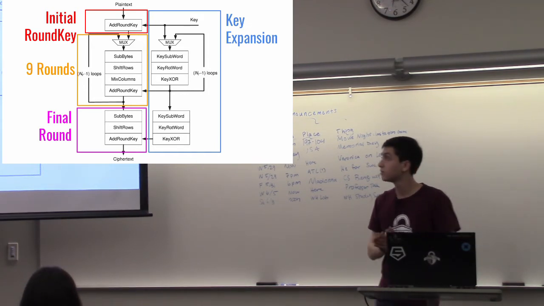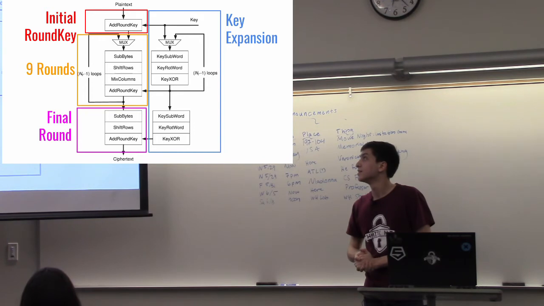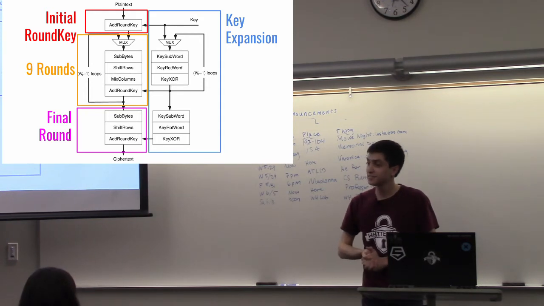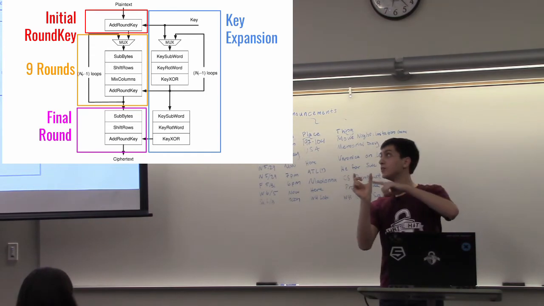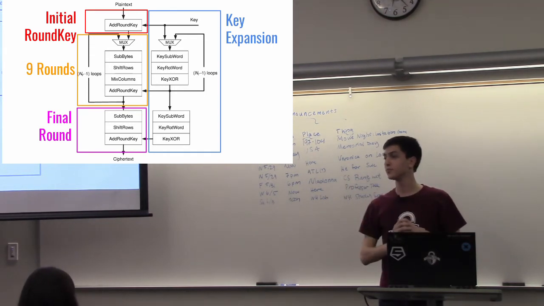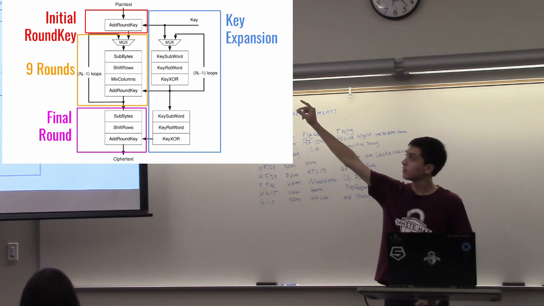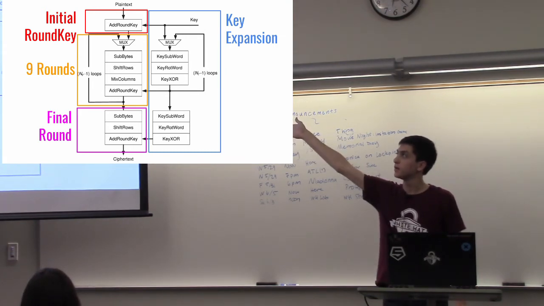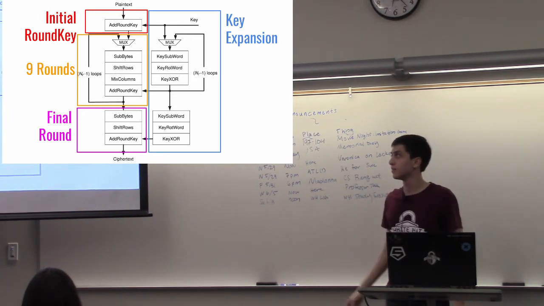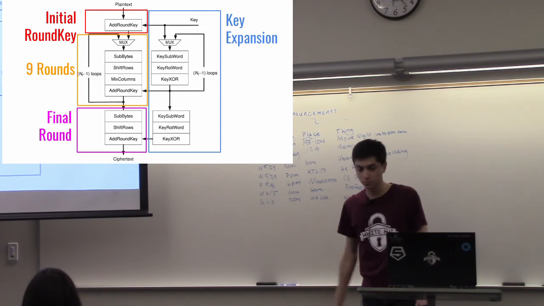What's a mux? It's a multiplexer. Basically, you have 2 inputs, and you're able to select which one you want to go through. So for the first round in the 9 rounds, we would select the input on the right, and then for the rest, we'd select the one on the left, because it's feeding back into this loop.